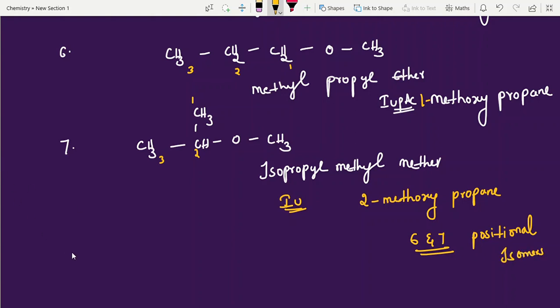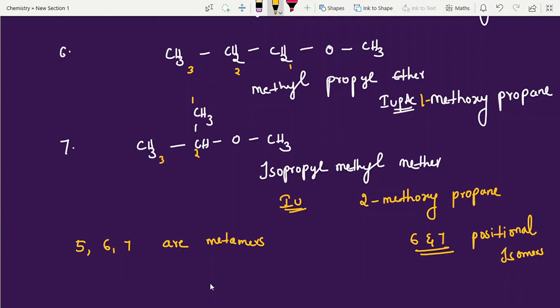Metamers. What is metamers? 5th one, 6th one, 7th one. 5, 6, 7 are metamers. Metamers are compounds having the same molecular formula but differing in the arrangement of alkyl groups on either side of the functional group. That's it, students. Hope everybody is clear on this topic. Totally 4 alcohols, 3 ethers. In that, they ask about metamers, positional isomers, and next functional isomers.